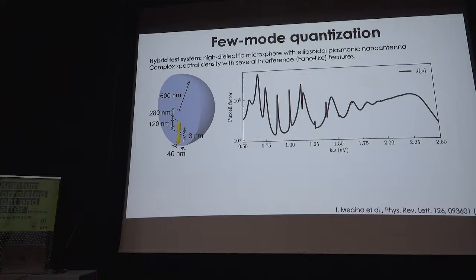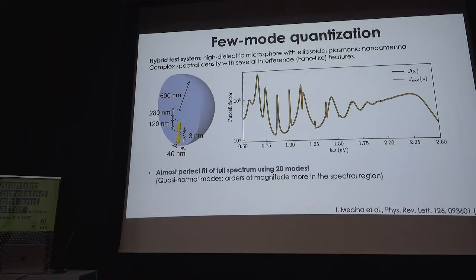We took a model system, a dielectric sphere with a metal nanoparticle at the center. The spectral density, the black line computed with classical electromagnetism, can be almost perfectly reproduced using just 20 modes that are allowed to interact with each other. With non-interacting Lorentzians I'm never going to be able to use significantly fewer than that if I want to take the full spectral density over this large bandwidth, from 0.5 to 2.5 eV.